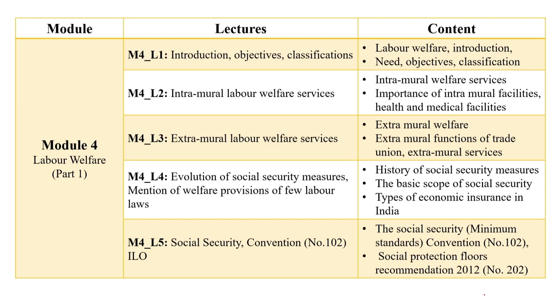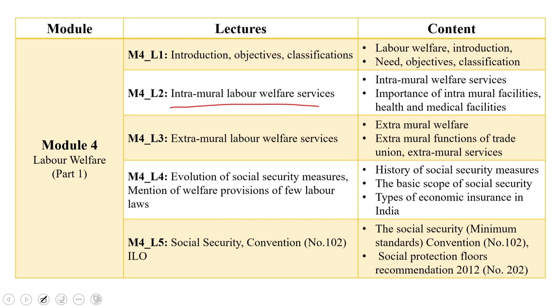So what we understand with respect to the first lecture is that we have certain labor welfare requirements, and we tend to understand the objectives, why we needed that, and we tend to synthesize that. In the second lecture, we tried to understand the intramural labor welfare services. What is intramural welfare? All the facilities which are provided inside the company's boundary are known as intramural facilities.